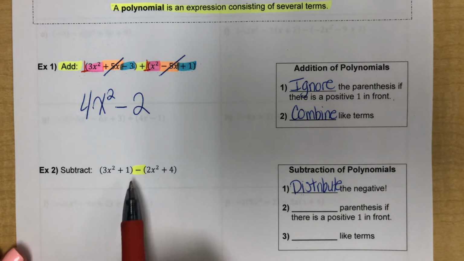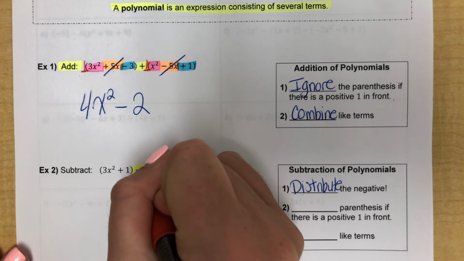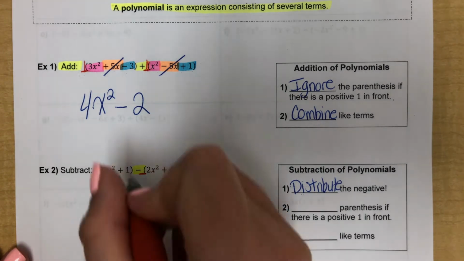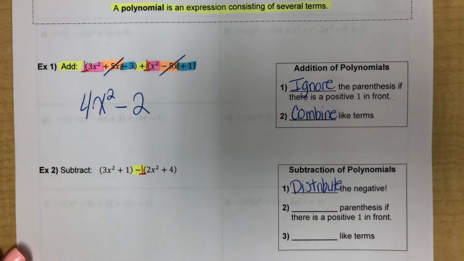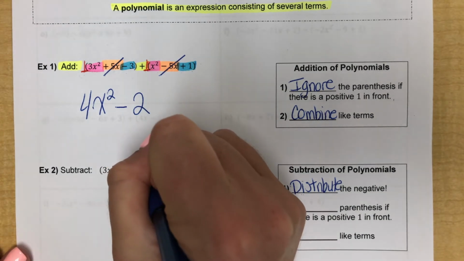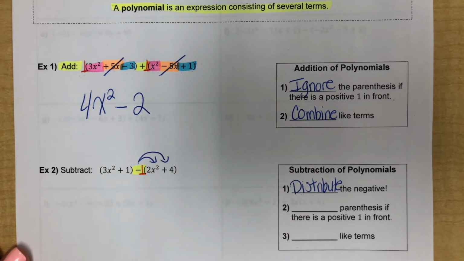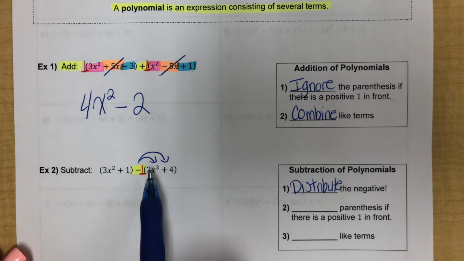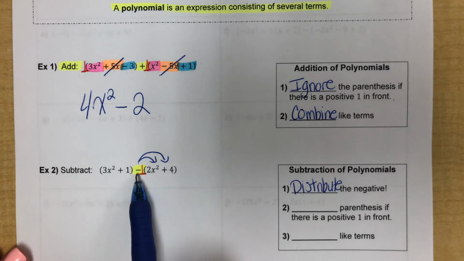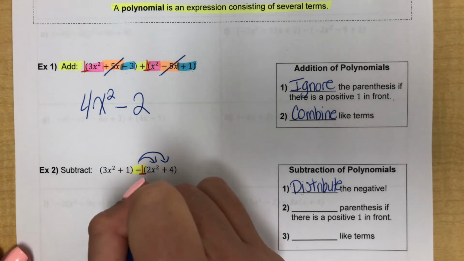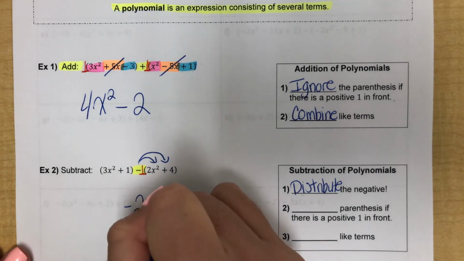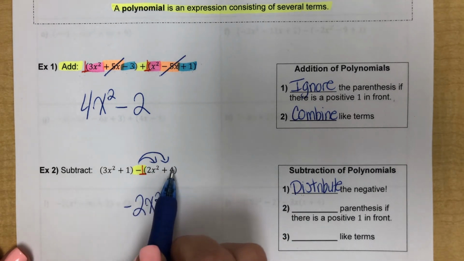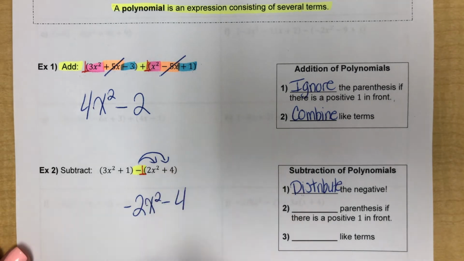Again, well, it's negative what? There's no number in front, but I know there really is. It's really that invisible 1. All right. So again, my first step is to distribute the -1. So I'm going to go ahead and draw in my arrows to distribute to all terms that are inside the parentheses. There's 2 terms here, so I'm going to multiply -1 to both. So -1 times 2 is -2, and then I bring down the x squared. -1 times 4 is -4.